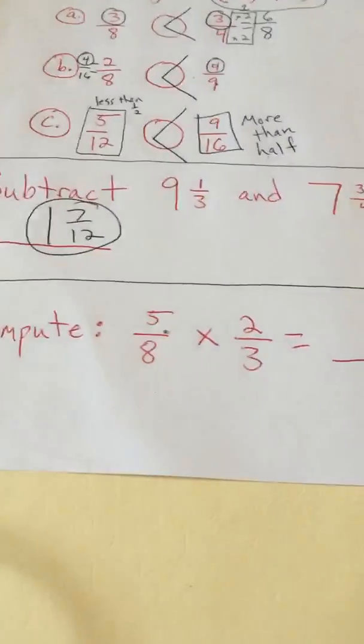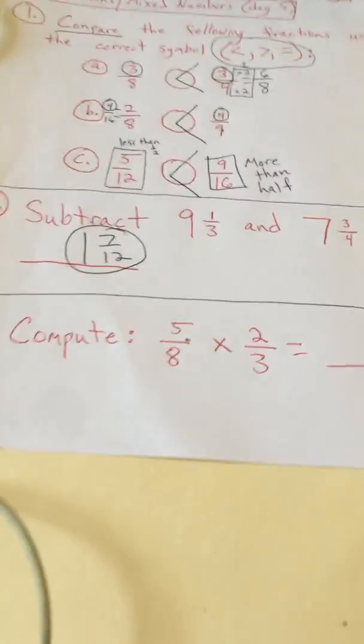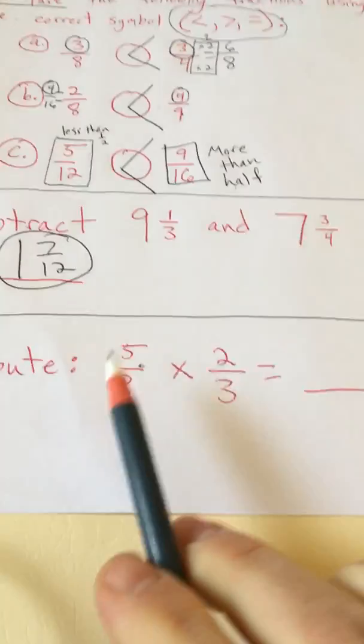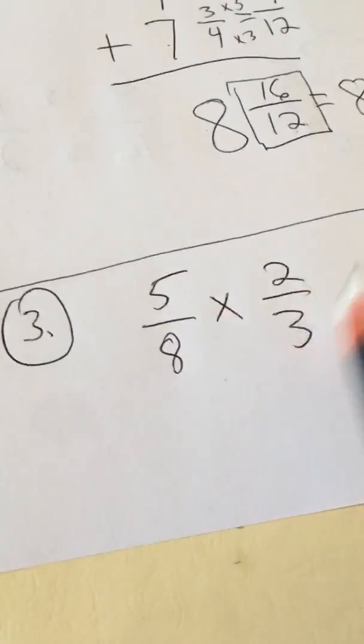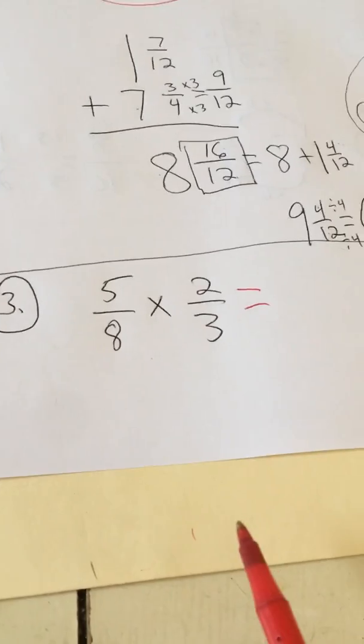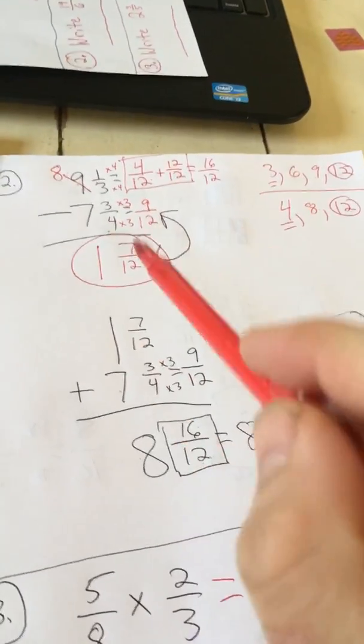Number 3, it says compute. That's just a fancy way of saying solve this problem. We have 5/8 times 2/3. Just making sure I have it right. We learned last week about multiplying fractions. They're a lot easier than adding or subtracting fractions. You see how hard this was?